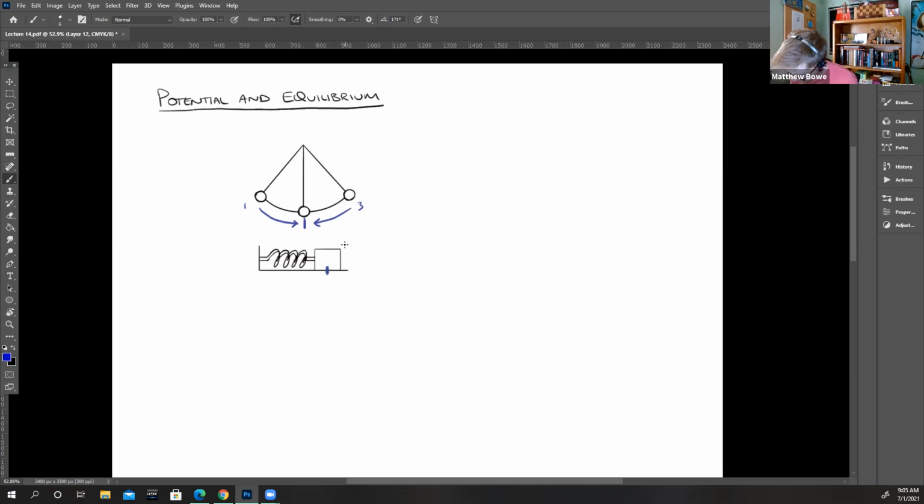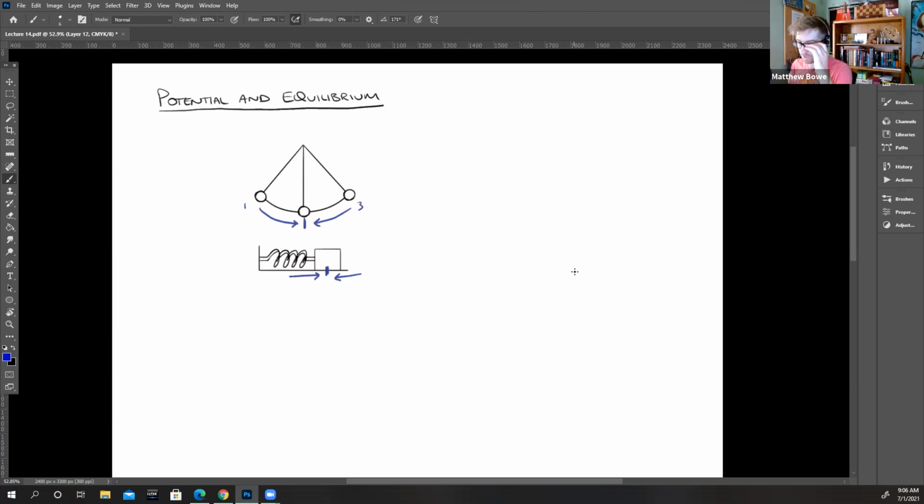Let's look at the spring example. We've done that a bit more than the pendulum. If we have the equilibrium position here, the center of the mass, and I compress the spring a bit, it's going to want to return to that position. I give it a stretch, it will want to return back to that position.